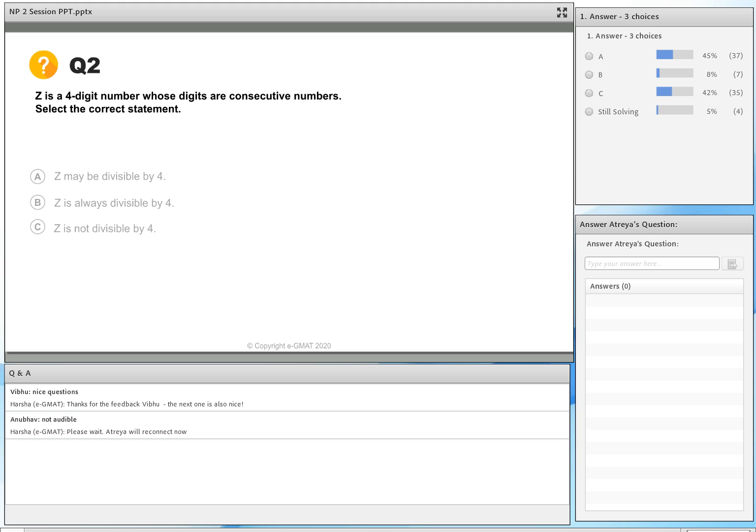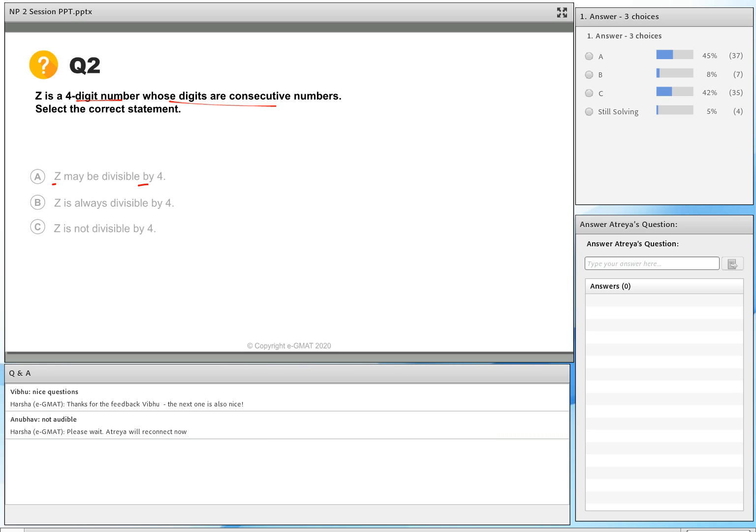45% if you tell me that the answer for this question is choice A, 42% if you tell me it's choice C. Now, very interesting. I now have the same number Z, but with a different constraint. Now, Z is a 4-digit number whose digits are consecutive integers. I need to relate Z with the divisibility of 4, whether Z is divisible or not divisible by 4. So I'm going to quickly again turn on the short answer poll.